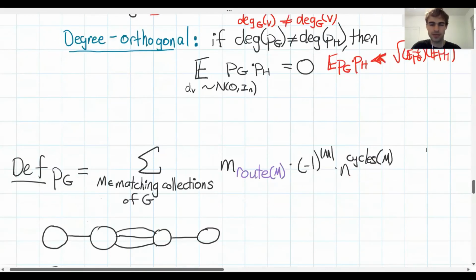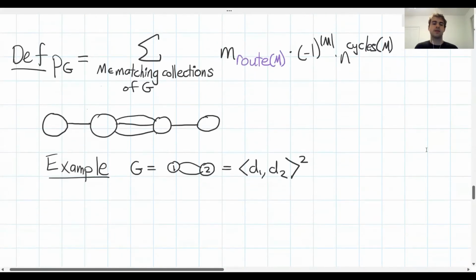So what is the formula for the basis? Well, here it is. We define P_G to be a sum over matching collections M in the graph G of the monomial for the routed graph of the matching collection M, times a sign, which is just -1 raised to the number of things matched, times what we've seen before, n to the number of cycles in the matching collection. Okay, so the difference with the previous formula is that these are no longer perfect matching collections. They're just matching collections. So at each vertex, we match up incident edges, but you no longer have to pair everything. You can choose a subset of the incident edges to match.